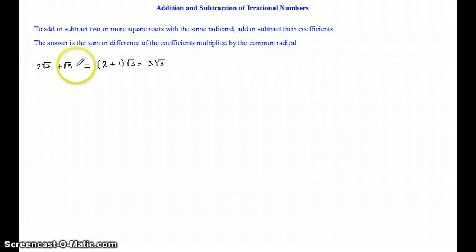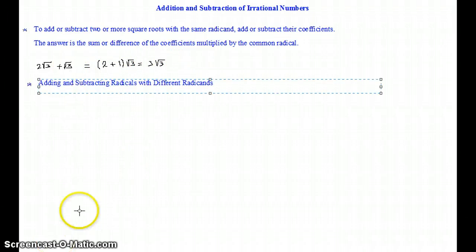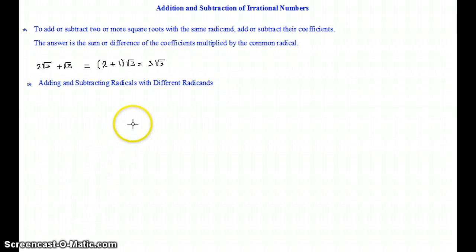We can think that this is a problem for adding, or it could be for subtracting the same items. Let's say our item is square root of 3, so I have to add two items and one item, and the result will be 3 items, and the item is square root of 3. Let's now see how to add and subtract radicals with different radicands.